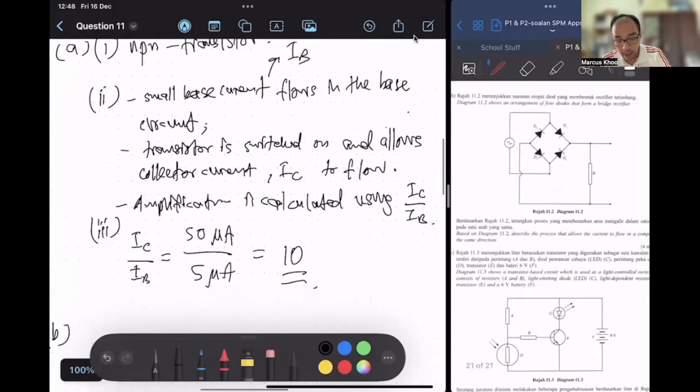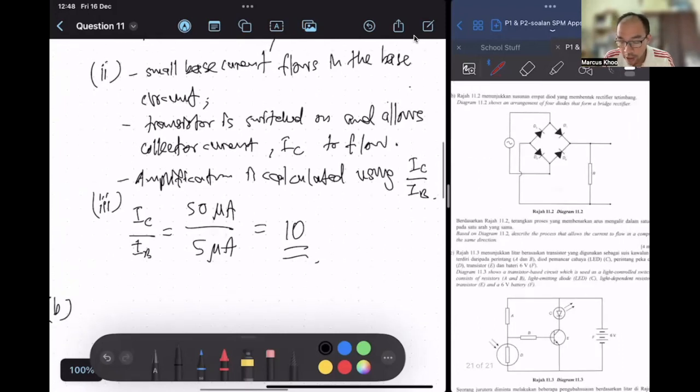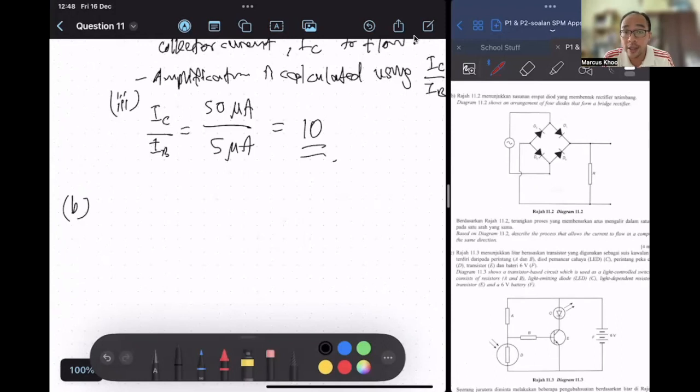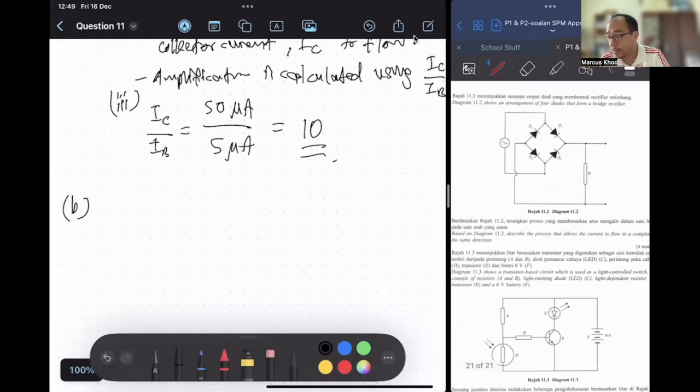Okay, B. Shows an arrangement of 4 diodes that form a bridge rectifier. So based on 11.2, describe the process that allows the current to flow in a complete circuit in the same direction. So first of all, you have to name the process. The process is the process of full wave rectification.